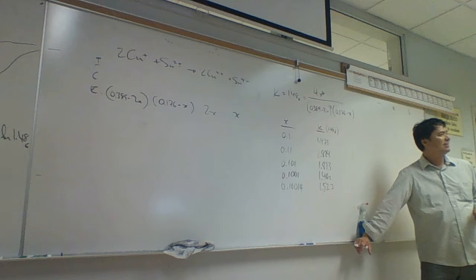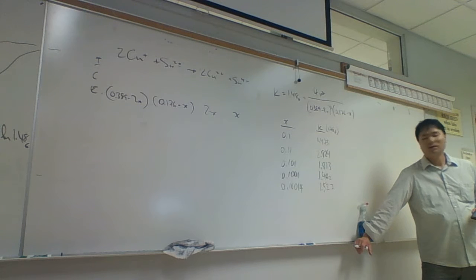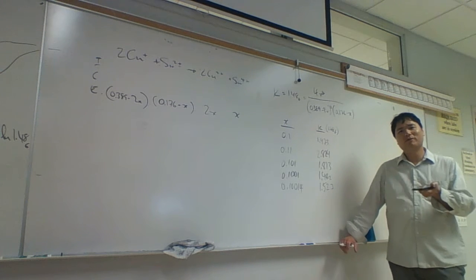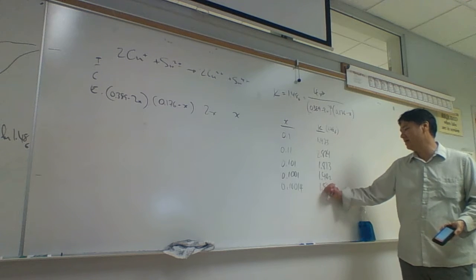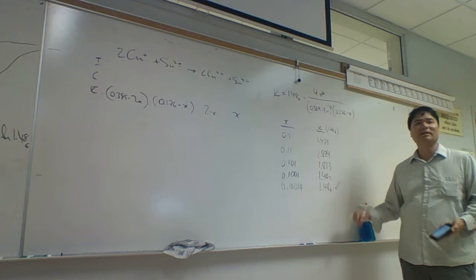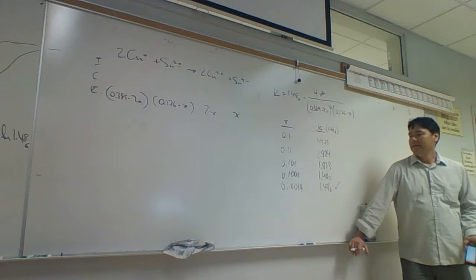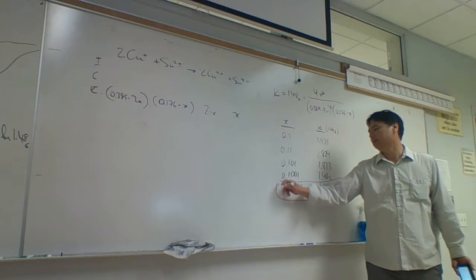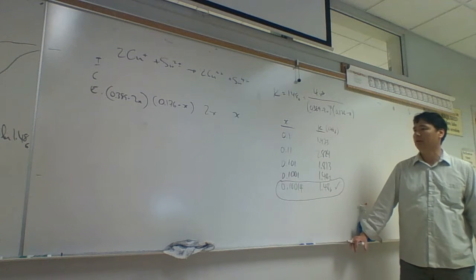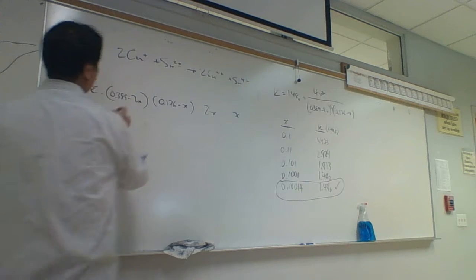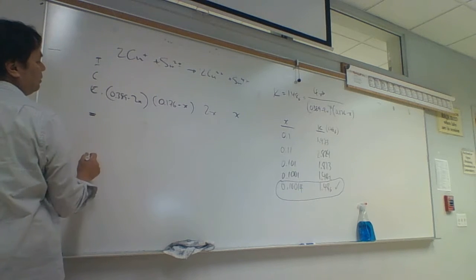What did you get? You got 1.486? All right. Then I probably miskeyed it. You got 1.486? We're good. And so this is our best x value here. And we're going to use that here. And so what we'll do is calculate the concentrations now.